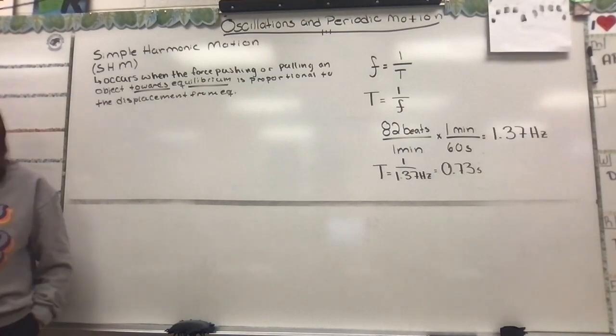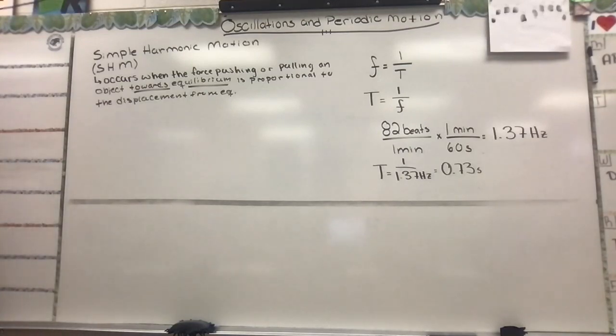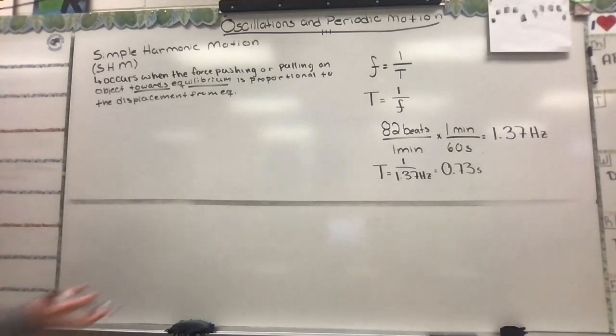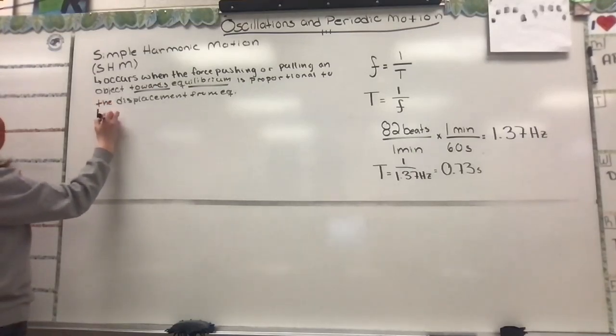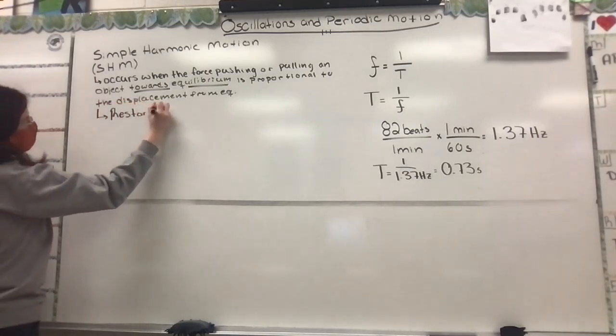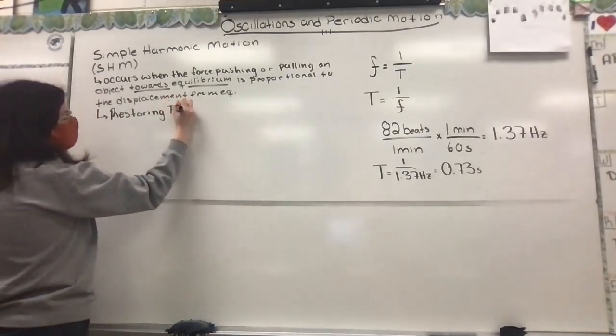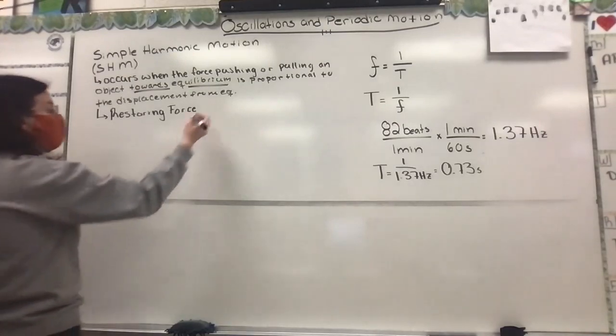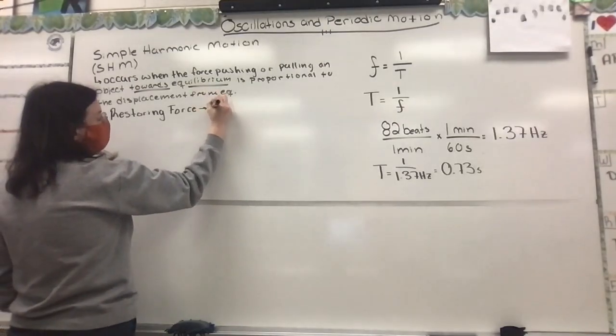So one more time, if we're really far away from equilibrium, is the force going to be pushing or pulling hard or soft? As we get closer, what's going to happen? It's going to get softer. It's not going to be pulling quite as hard. What we call this force is a restoring force. Why do you think we call it a restoring force? It works to restore the object back to equilibrium. Exactly, okay? So it's focused on bringing the object back to equilibrium.